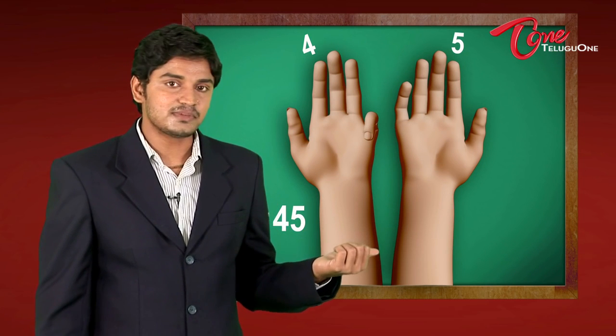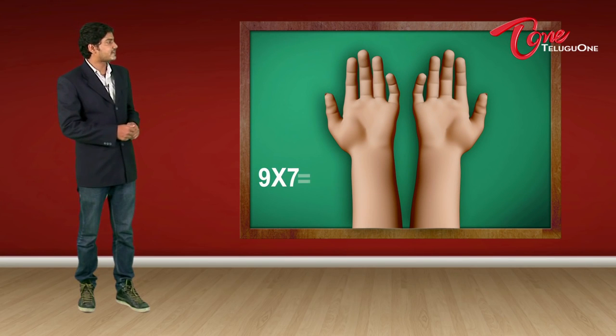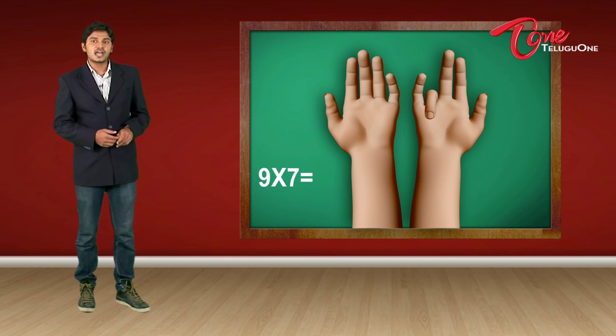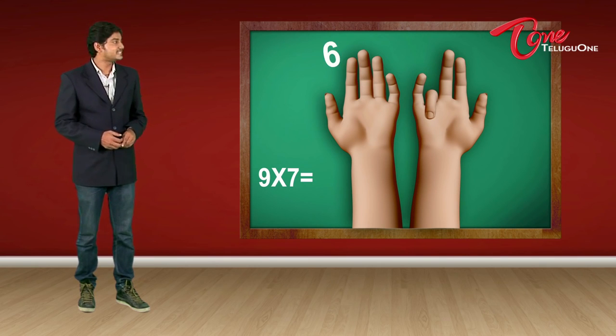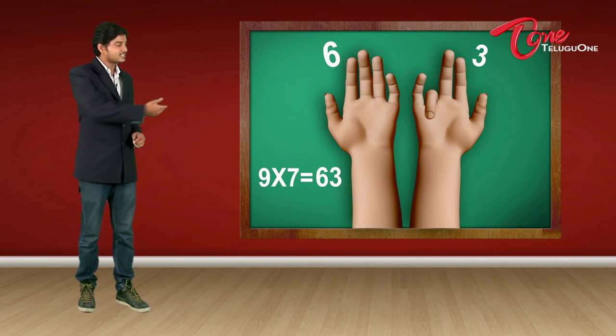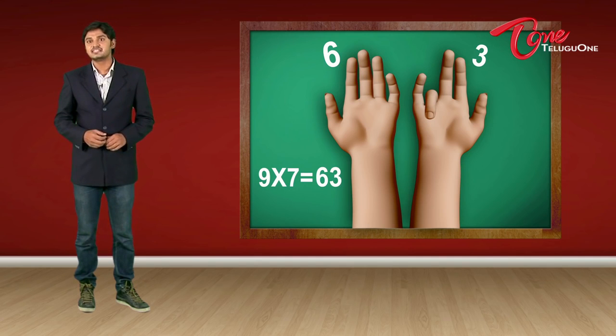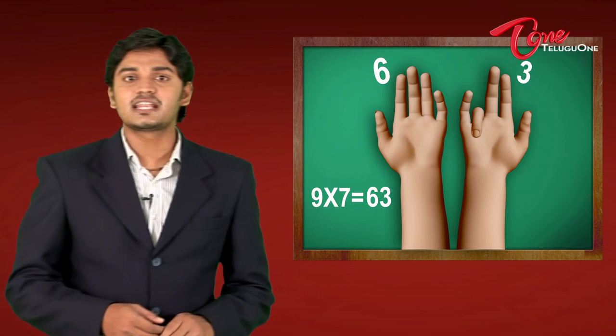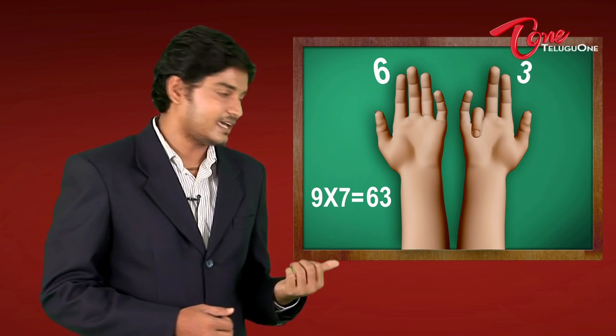Let us see another example. Suppose I want to take 9 times 7. I'm going to close my 7th finger. How many fingers do I have before 7? Yes, it is 6. And how many fingers do I have after 7? That is 3. So, my answer comes as 9 times 7 is 63. This way you can find out the answer directly for any table of 9.